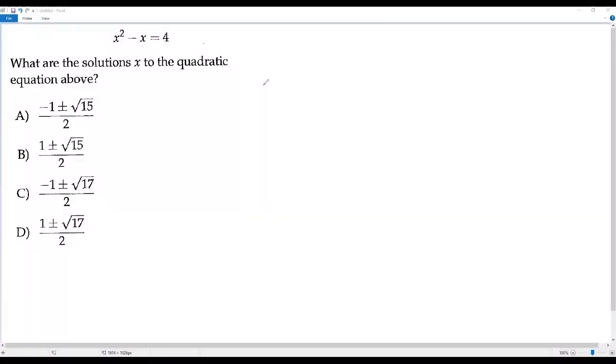Here we have a problem on quadratic equations. Okay, let's go with the question. We have a quadratic equation: x squared minus x equals 4. What are the solutions x to the quadratic equation above? Okay, when I look at the options over here, it's very clear.